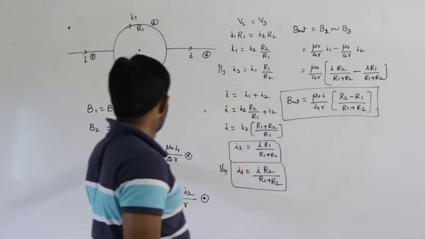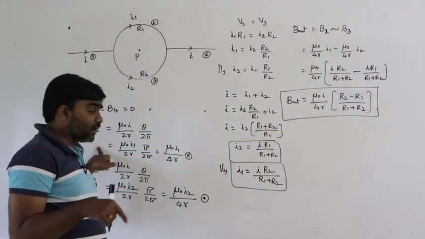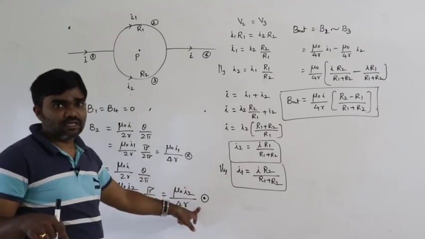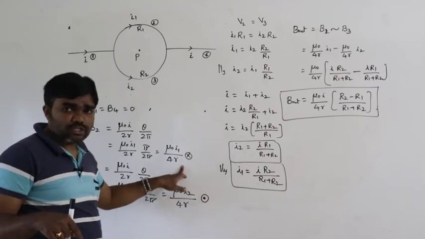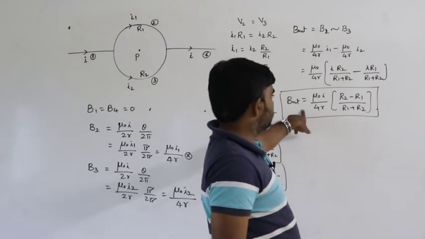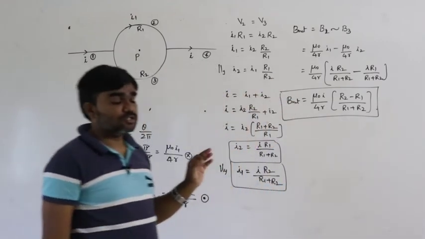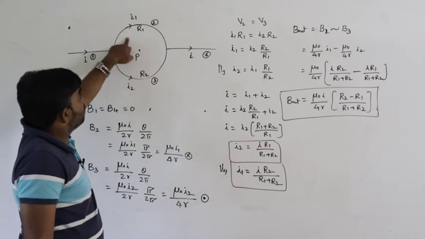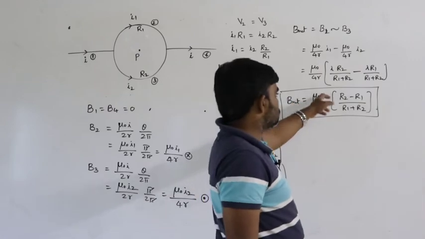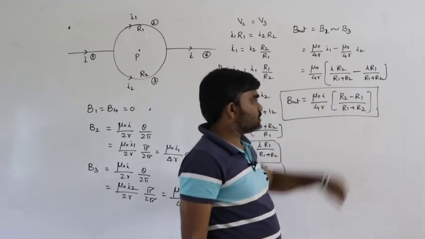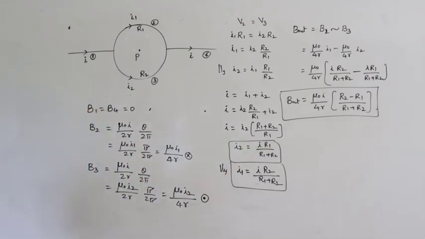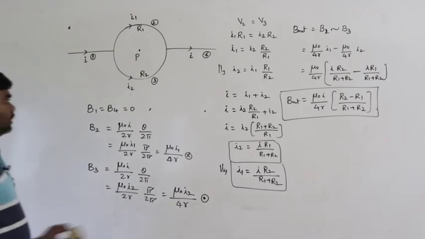If B2 is more, then the net magnetic field is in this direction. If B3 is more, the net magnetic field is in this direction. So depending on which one is more, the net magnetic field must be in that direction. So the actual formula of net magnetic field, if the resistance is also mentioned and the current does not divide equally, then net magnetic field is equal to mu naught I by 4R into R2 minus R1 by R1 plus R2. So this is one method in terms of resistances. Next.